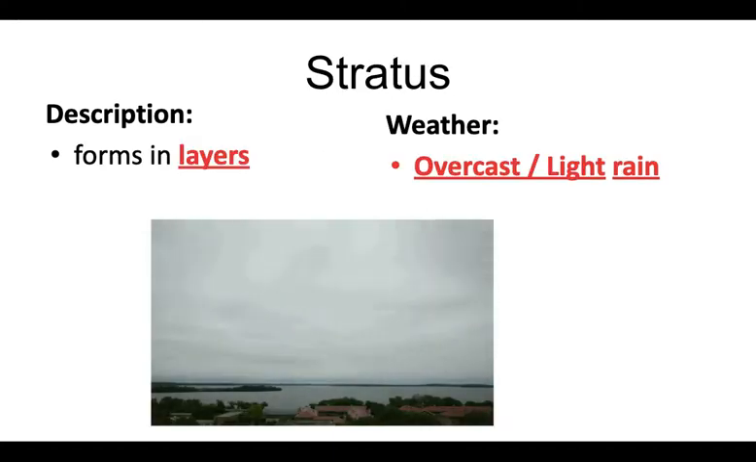Stratus clouds form in layers. When you look outside and see the entire sky and it looks like a light gray or all white or kind of a darker gray, you're probably seeing stratus clouds. The weather that we associate with stratus clouds is overcast, which means it's fully cloudy, and even some light rain is associated with stratus clouds.